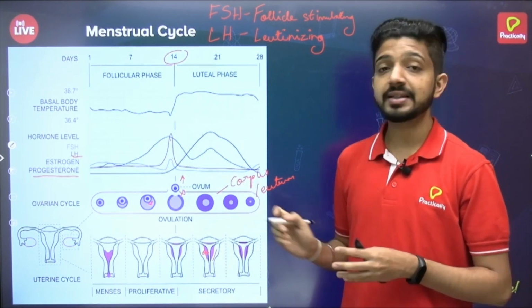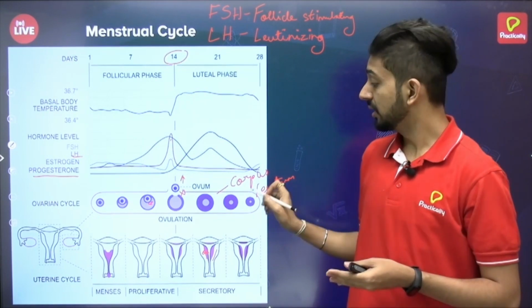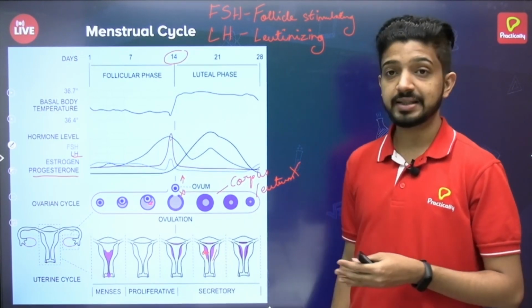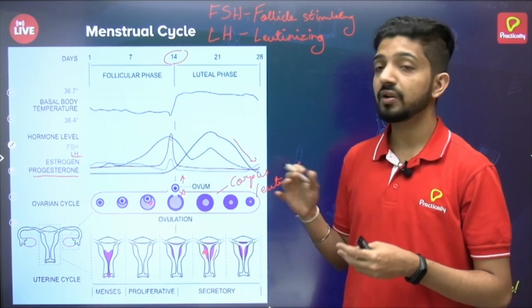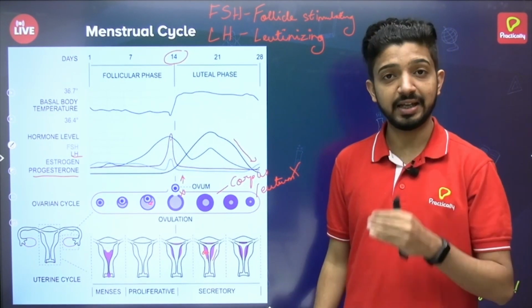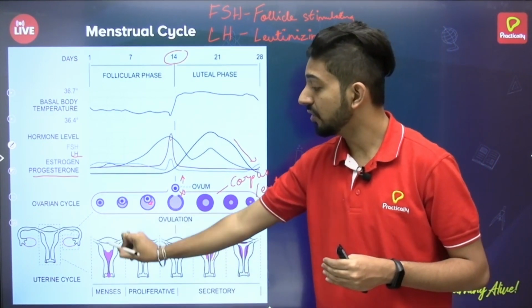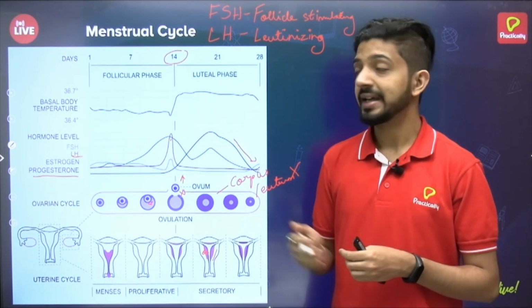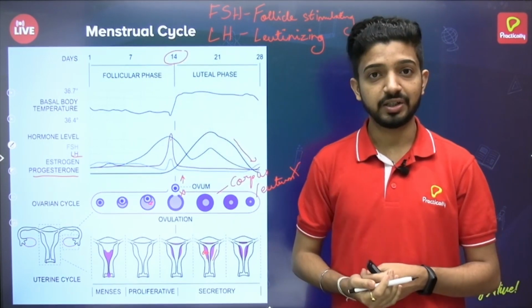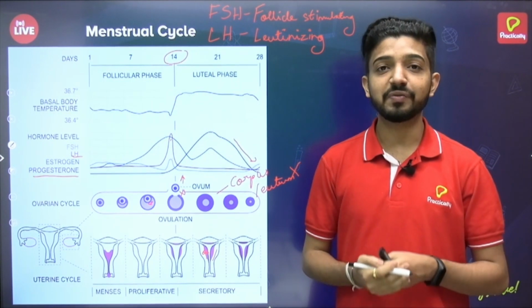But if fertilization doesn't happen, then the corpus luteum degenerates and the level of progesterone falls, and because of the fall again in the level of hormones, the walls of the endometrium start degenerating again and the menstrual flow happens. In this way, this cycle continues. So here is a short summary of the menstrual cycle.